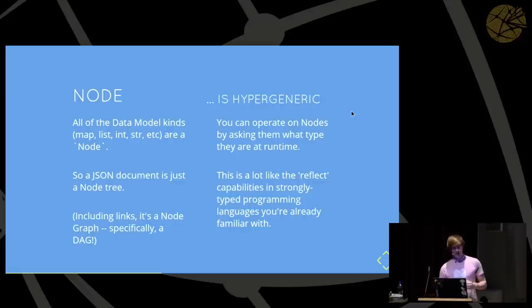Since node is hypergeneric, you can operate on nodes by asking them what they are at runtime, and it's basically a lot like the reflect capabilities in most strongly typed programming languages, like reflect in Java or Go. I think almost everyone uses this word to refer to the concept.